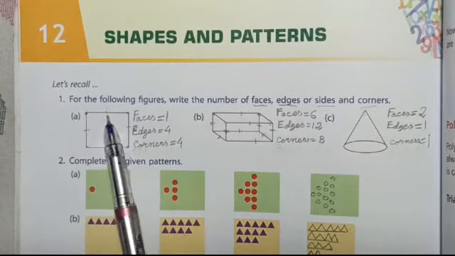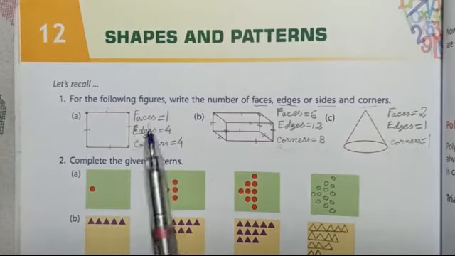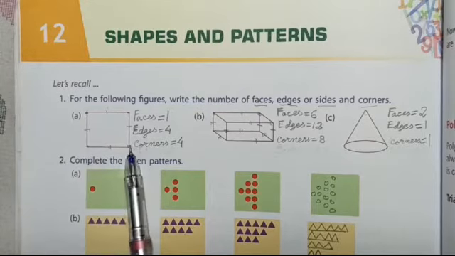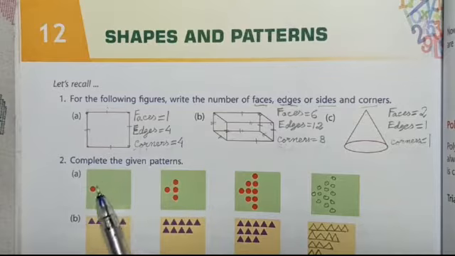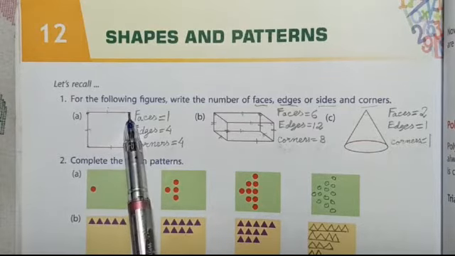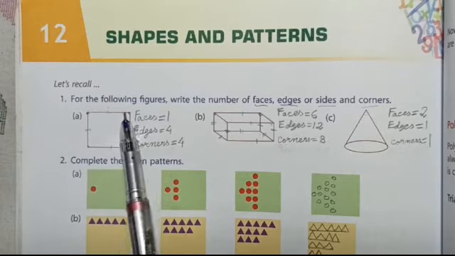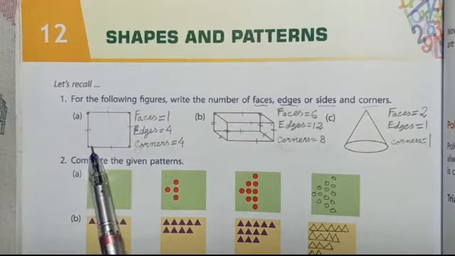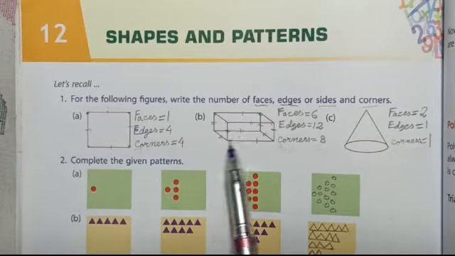A. In this given figure, there is one face, so faces is one. Edges: this side and this side, and this side and this side. These four lines are called edges, so the number of edges is four. This joining point of two lines is called a corner. So one corner, two corners, three corners, four corners. The number of corners is four.